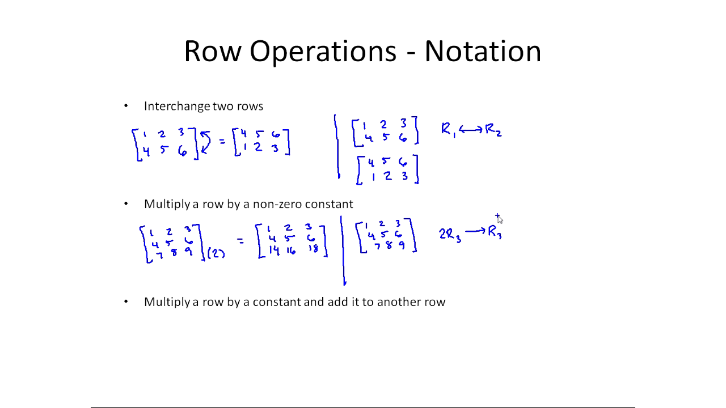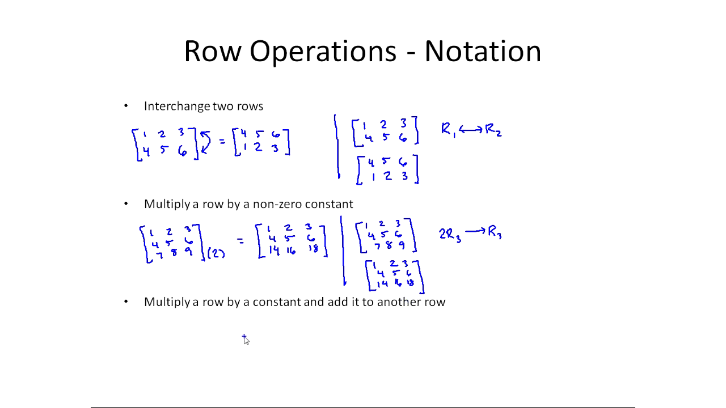So this will be where you're putting the operation. This is the operation you're doing. And now I would get the same values, 1, 2, 3, 4, 5, 6, and then 14, 16, 18. Okay, again, the same idea, just two different ways to note it.